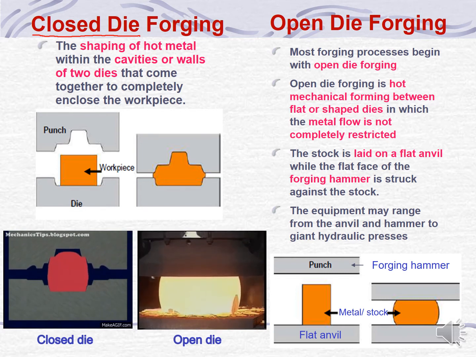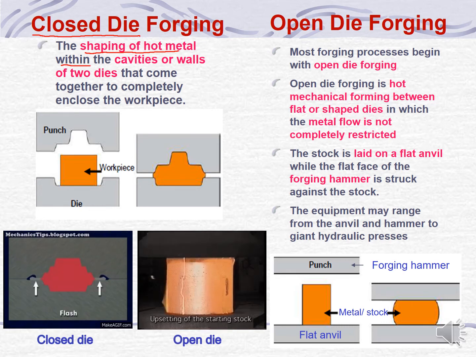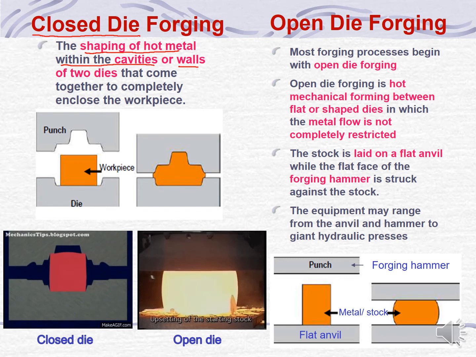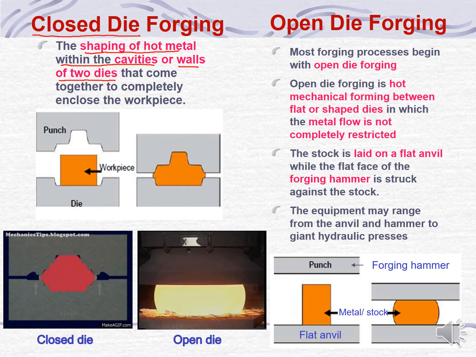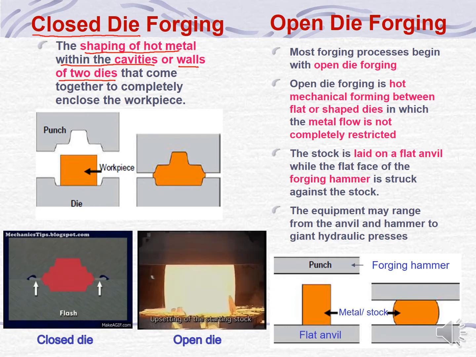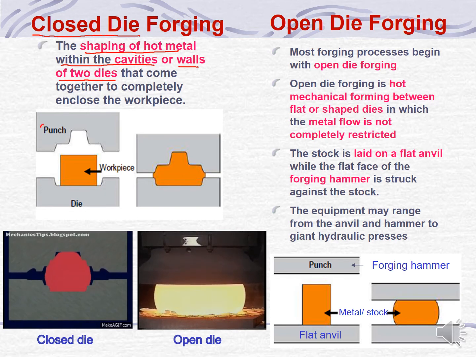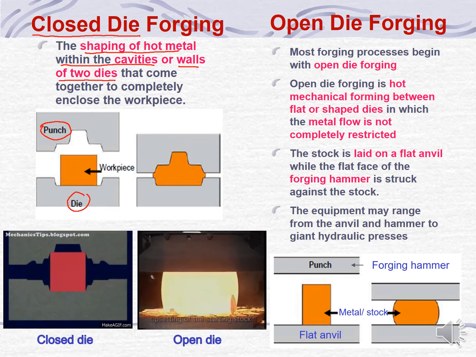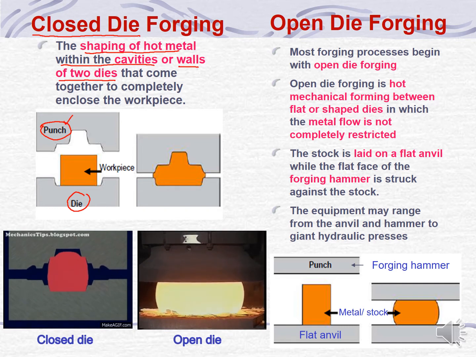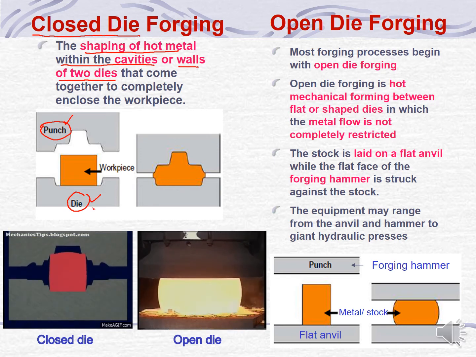Closed die is the shaping of hot metals within the cavities or walls of two dies that come completely to enclose the workpiece. In the forging process, we need to have the top plate, we call it a punch, and the bottom plate, we call it a die. And this punch and die follow the final shape of the product.